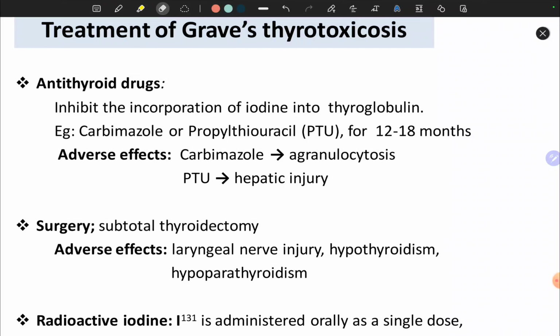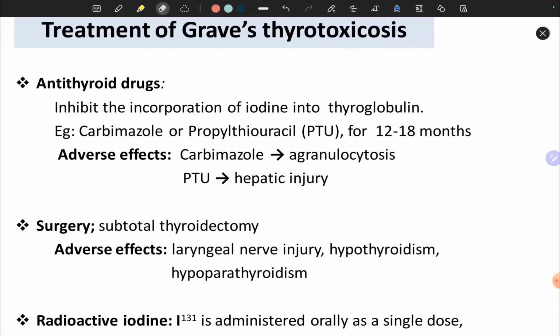We have some side effects of the medications, like agranulocytosis in cases of carbimazole. Agranulocytosis means a lack of granulocytes. The patient will be at risk of getting infection, life-threatening infection.